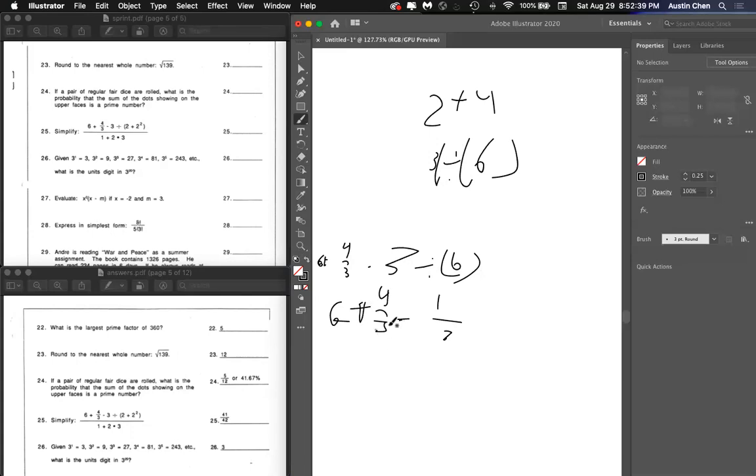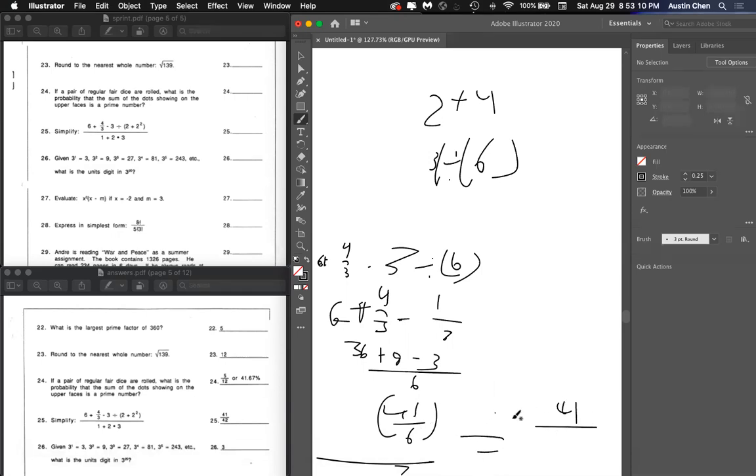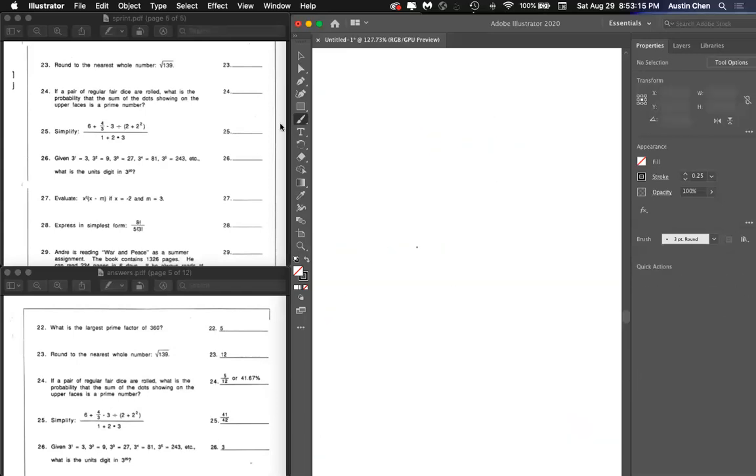Why don't we convert all of these into over 6? So we're going to have 36 plus 8 minus 3 over 6, and that is going to be 41 over 6. And this is going to be over 7. So like we said before, if you have a over b, in parentheses, over c, this is going to equal a over b times c, or 6 times 7, so 41 over 42.